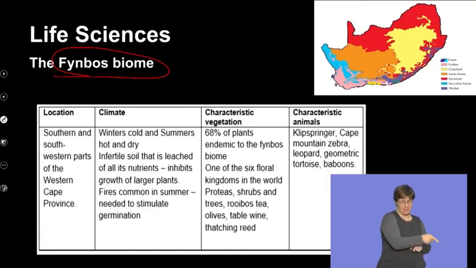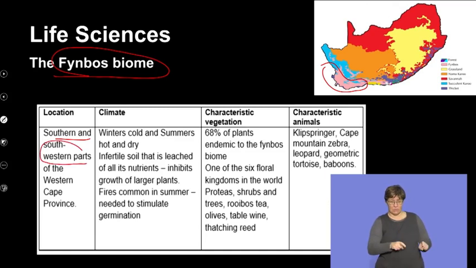So if we look at the fynbos, the fynbos is this area that's indicated here along the western and towards the southern parts of the Cape. So it's the southern and the southwestern parts of the Cape province.